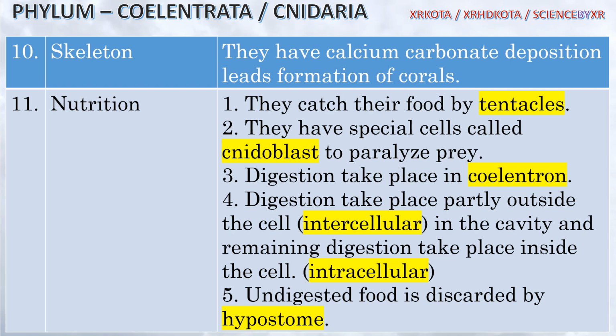Nutrition. This is a very important characteristic. They catch their food with the help of tentacles. Now the tentacles have a special type of cells called cnidoblast. I already described the cnidoblast. These are the type of cells in which there is a tube folded inside, and no sooner does any prey animal or any food come close to it, it simply comes out and injects the neurotoxin, and that's why it becomes immobilized. Okay. Digestion takes place in the coelenteron.